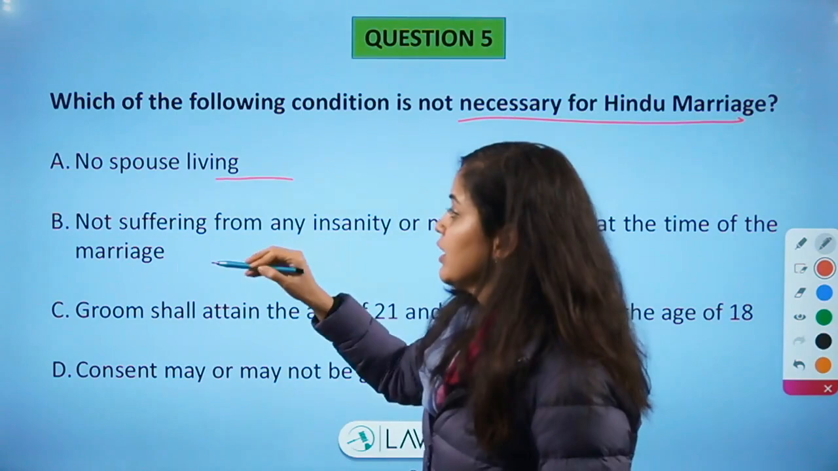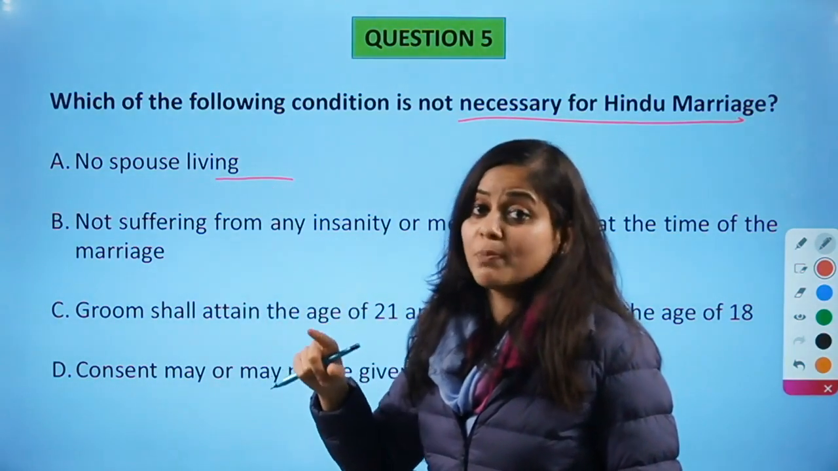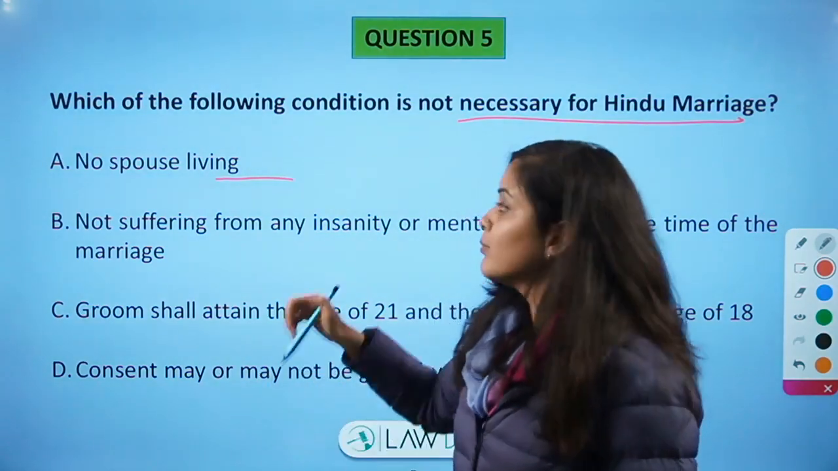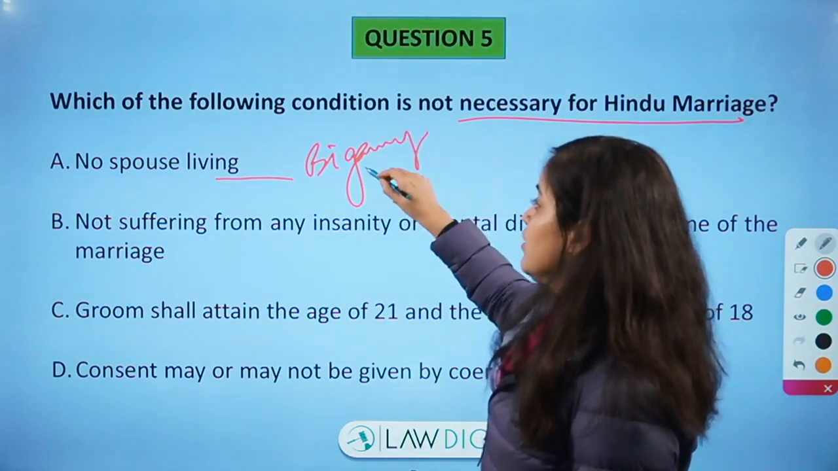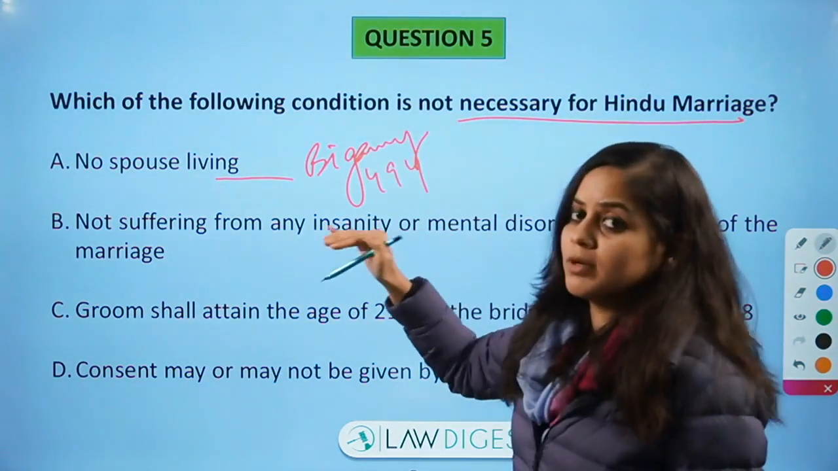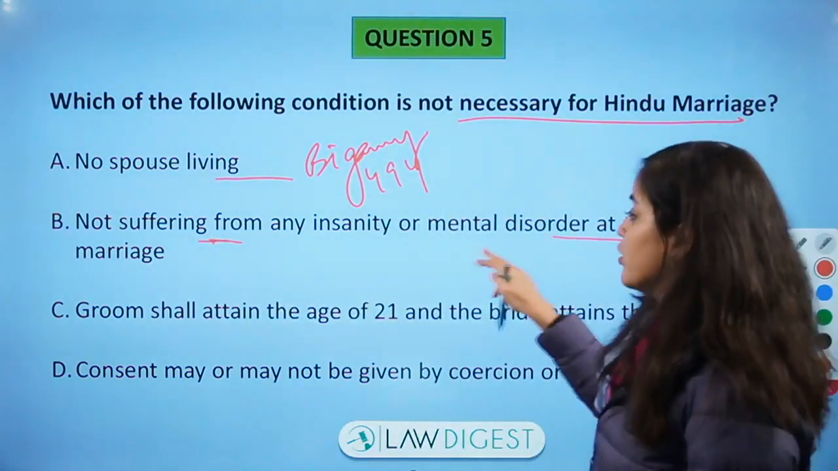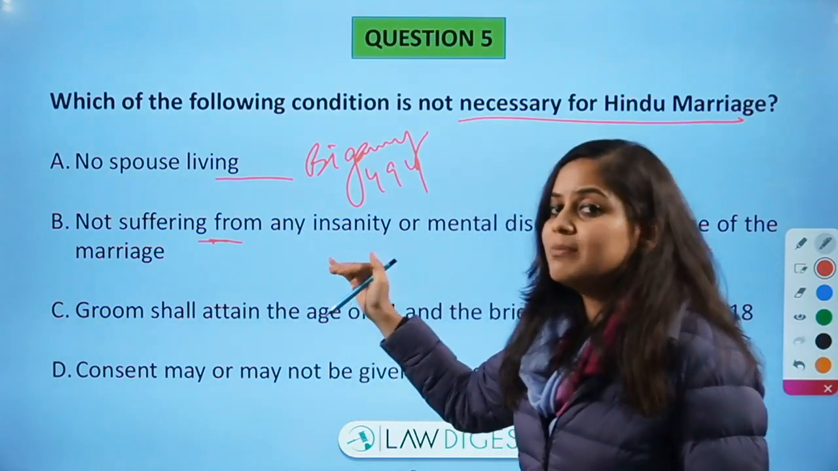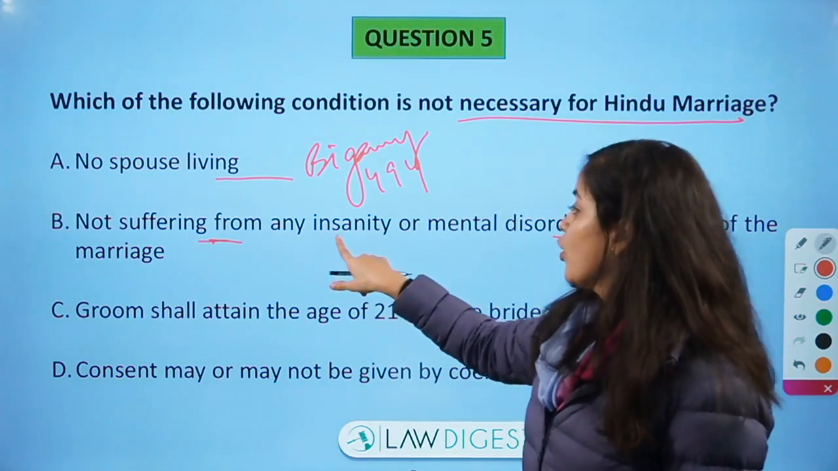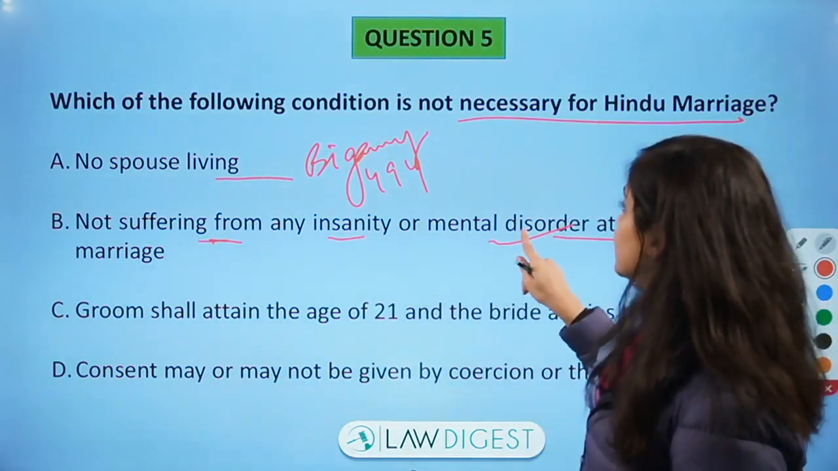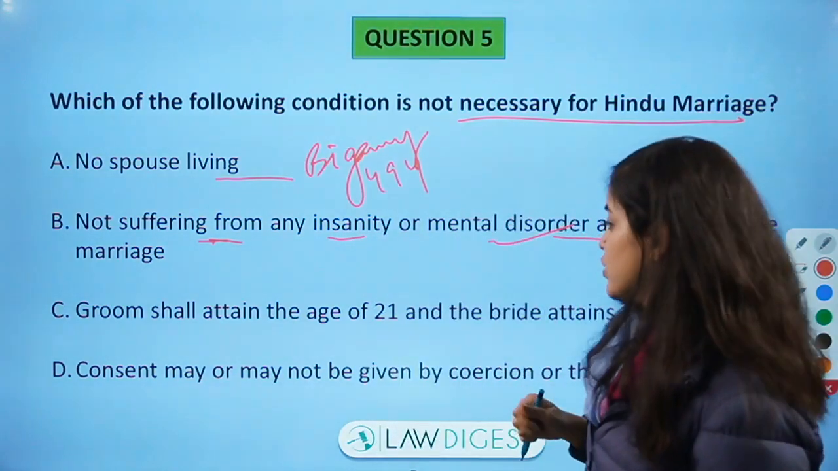So, no spouse living. Obviously, if a person wants to get married, he should not have any spouse living, because in that case, it will be bigamy. Bigamy is punishable under our criminal law, IPC 494. Then next is not suffering from any insanity or mental disorder at the time of marriage. So, it is very important that if two people are entering into marriage, any of the partners should not be suffering from any insanity or mental disorder. So this is one necessity that is there for a Hindu marriage to take place.